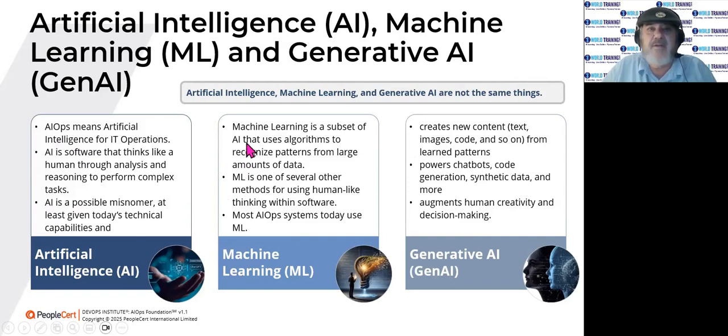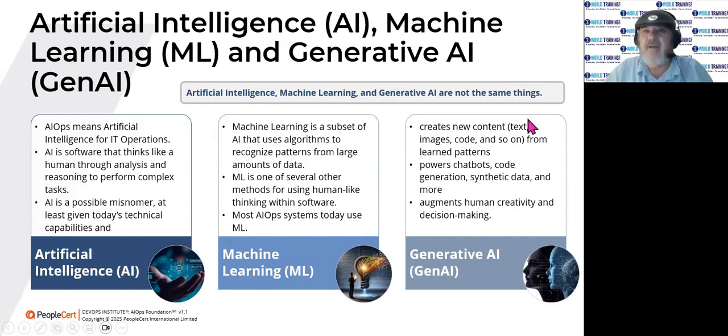Okay, so what about machine learning? Machine learning is a subset of AI that uses algorithms to recognize patterns from large amounts of data. Machine learning is one of several other methods for using human-like thinking for software. Most AIOps systems today use machine learning.